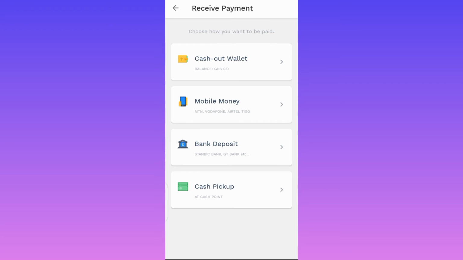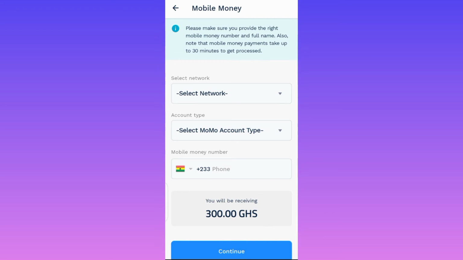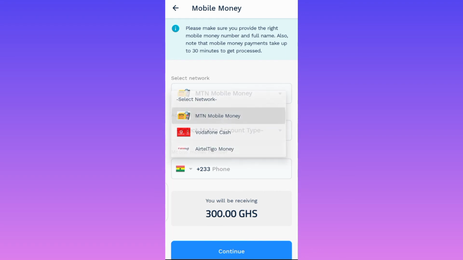And how do I want to receive my payment? So here it is: how do you want to receive your payment? Mobile money. If you want it in the bank too, Payplux will pay you in your bank account. Or if you want to do a pickup, they will still assist you to pick up the cash. Right now I'm using mobile money, so mobile money, and then select network. So I'll select MTN.